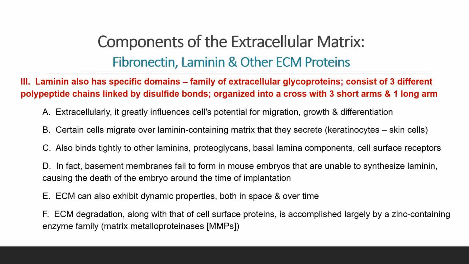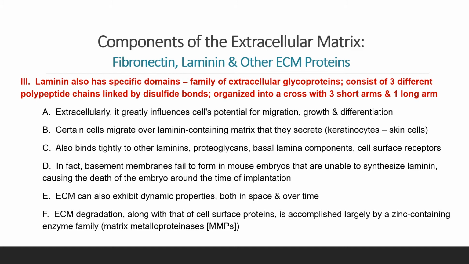Next, laminin. This is also one of the specific types of protein in your extracellular matrix. It comes from a family of extracellular glycoproteins, which consist of 3 different polypeptide chains linked by disulfide bonds. It is organized into a cross with 3 short arms and 1 long arm. It is found extracellularly, and it greatly influences cells' potential for migration, growth, and differentiation.